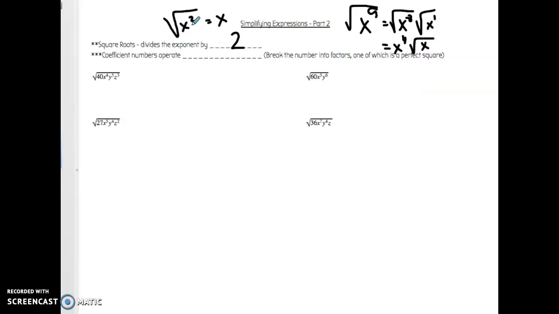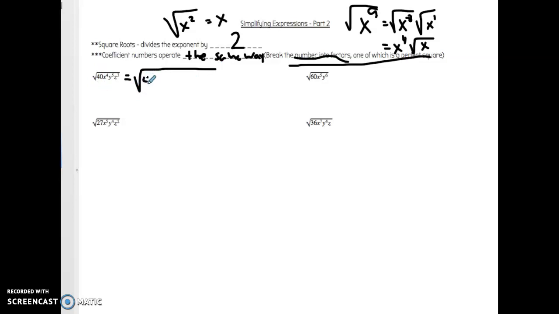So anytime we have an exponent inside the square root, you're going to divide it by 2. Coefficient numbers, however, like your 40, 27, 60, 36, they operate the same way as before. So we need to break those into perfect squares and another factor, just like we just did. Okay, those are two terrible underlines, goodness. So let's look at two together, and then I'm going to have you try two. Starting with this one, I'm going to always start with that coefficient. I want to break 40 into two factors, one of which being a perfect square.